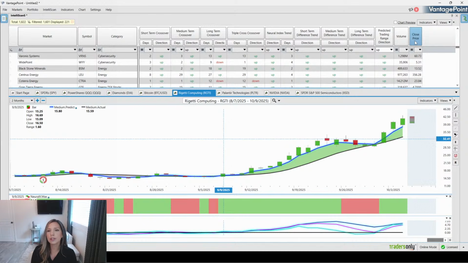So who uses volume as an assessment for their entries? Tell me in the chat. And what volume threshold do you typically use? Let me know that as well. All right.